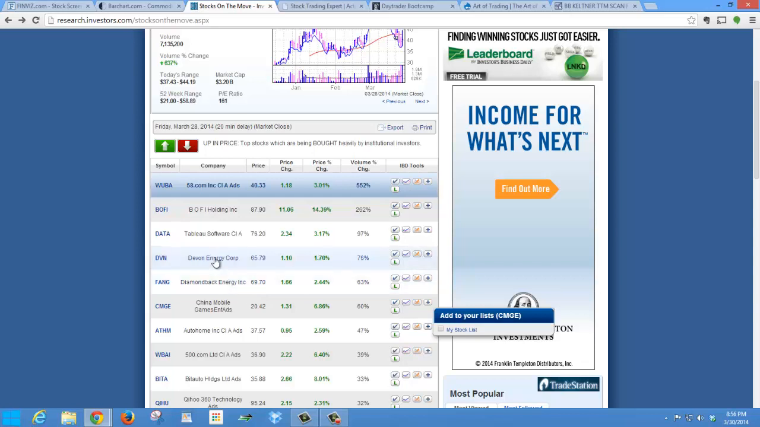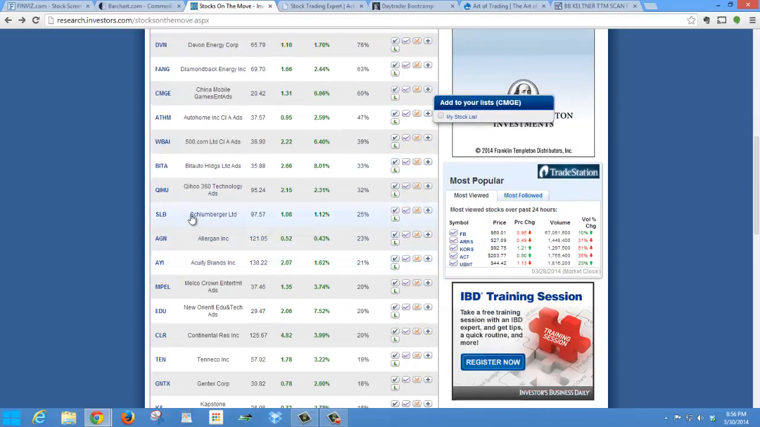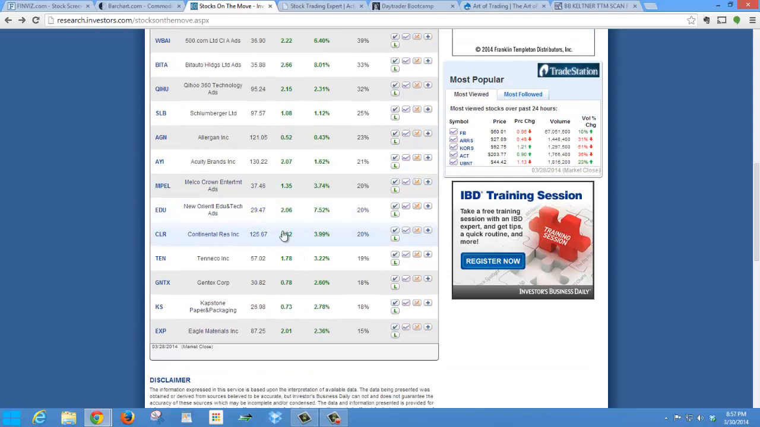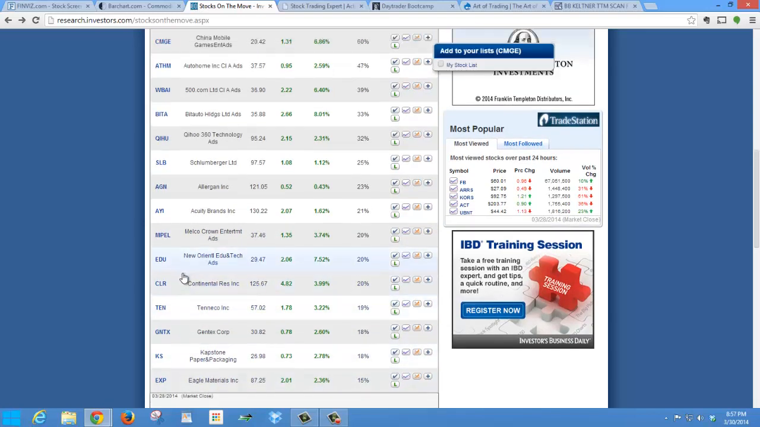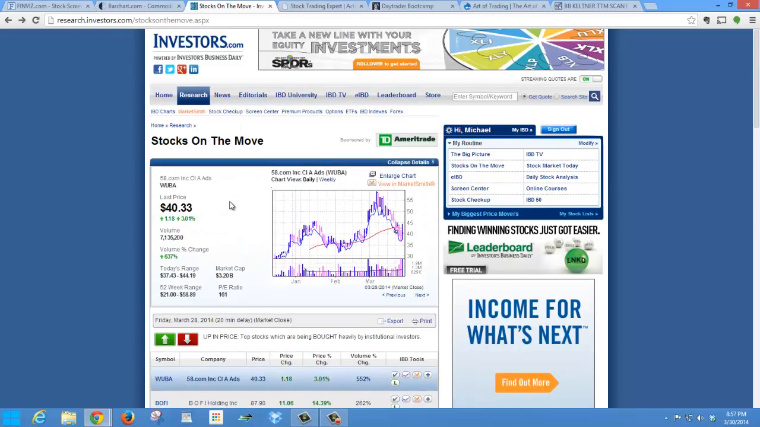Obviously you can see DVN, Devon Energy, which was also on the scan, and SLB, which had a nice move, and that was also on our scan. CLR had a nice move, $4.82, and EXP, Eagle Materials, was also, I believe, on the scan. So anyway, that's on the front page.